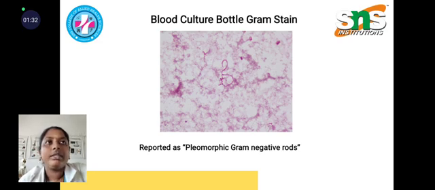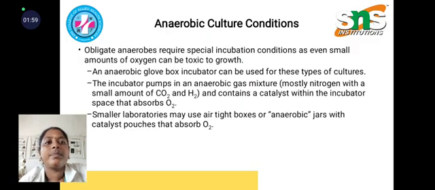While performing the Gram staining from his sore throat sample, it was found to be pleomorphic gram-negative rods. So these are the Gram staining results, which indicate the presence of gram-negative rods. They appear red or pink in color, which indicates gram-negative rods.